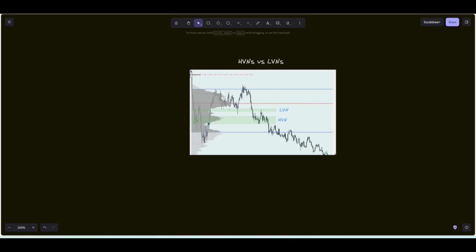Now let's look at low volume nodes. These are the opposite. Very little trading occurred there. Very little agreement occurred there. The market moved through these prices quickly because participants viewed those prices as unfair. This is why you'll often see explosive movement once price enters a low volume node. It's not because the level is magical, it's because historically there wasn't enough interest to keep price there. Low volume nodes are areas of rejection and imbalance.